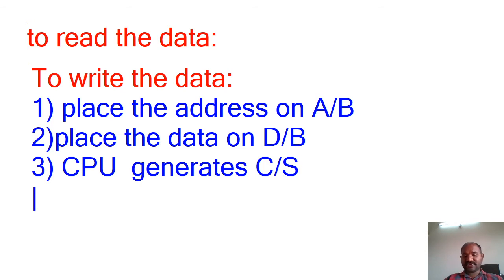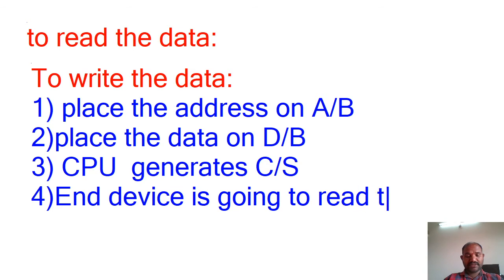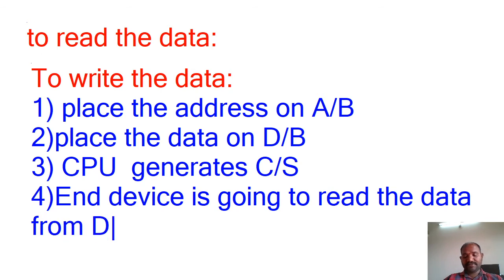After generating the control signal, the end device is going to receive the data from the data bus. The end device is going to read the data from the data bus. So these are the steps to write the data onto the memory device. The previous one was to read the data, and this one is to write the data.